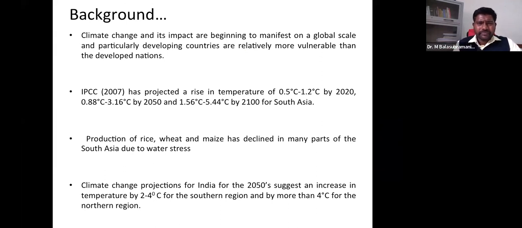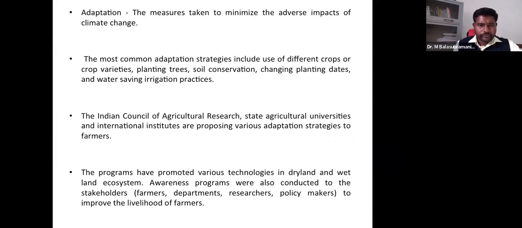So it may not be needed for your purpose here, the point is just to see what the main adoption strategies are that we have followed in this model: use of different crops or different crop varieties, tree cover or soil conservation, changing planting dates, or water saving irrigation practices. See here why I mentioned these five adoption strategies. It comes from our baseline data.